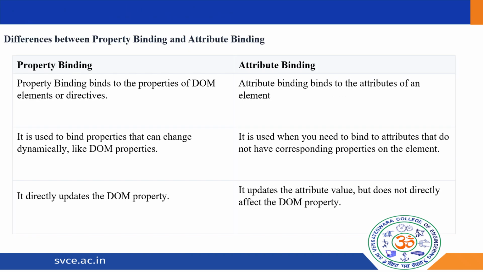So this is the difference between property binding and attribute binding. Here the property binding binds to the property of the DOM element. Here attribute binding binds to the attribute of an element. Property binding is used to bind properties that can change dynamically, like DOM properties. Attribute binding is used when you need to bind attributes that do not have corresponding properties of the element. Property binding directly updates the DOM property. Attribute binding affects the attribute value but does not directly affect the DOM property.